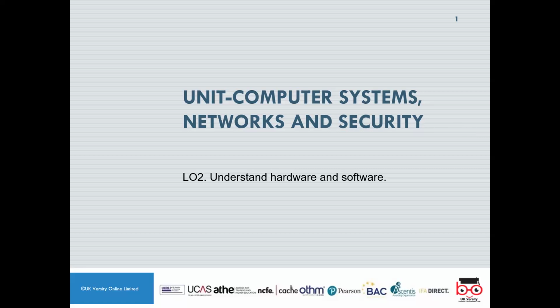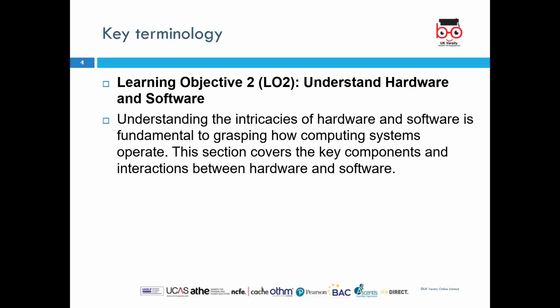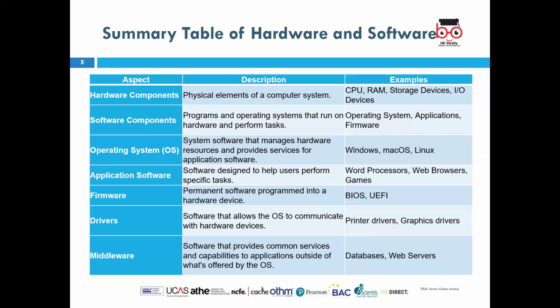So what do we mean by understanding the hardware and software side of this? We know that each computer is the combination of physical components and the logical component, which is our software. So in this section, we're now going to cover all the key components and interaction between hardware and software. We have a summary here from this table, which gives us hardware components, for instance, and the description shows us what the purpose is.